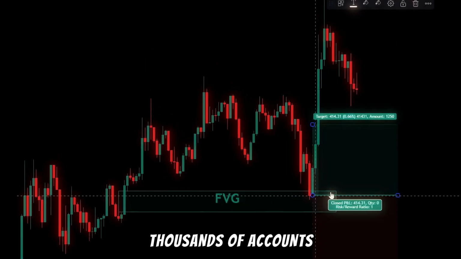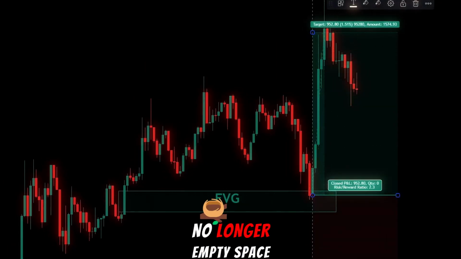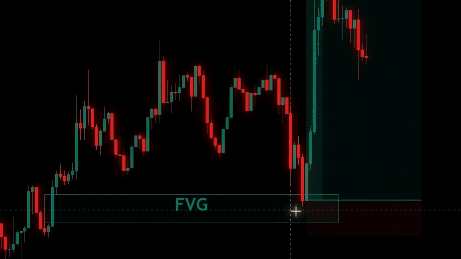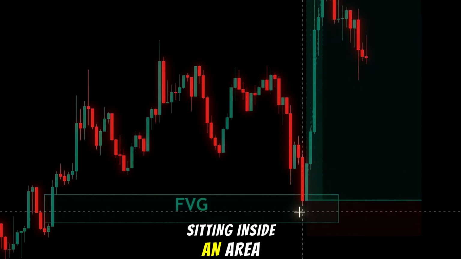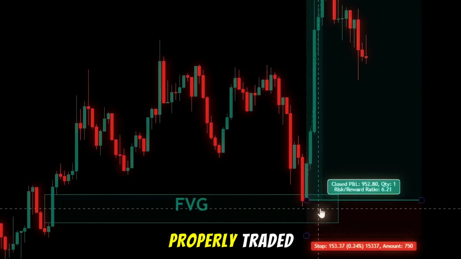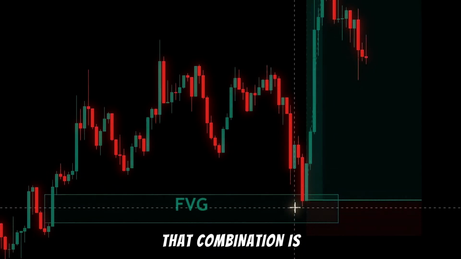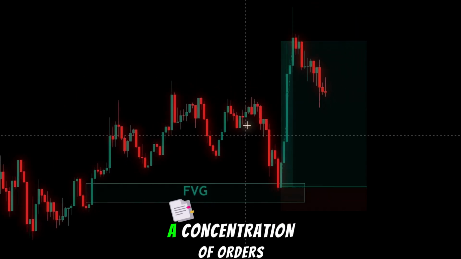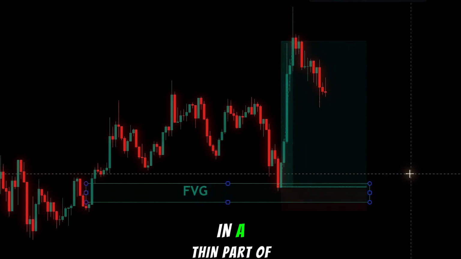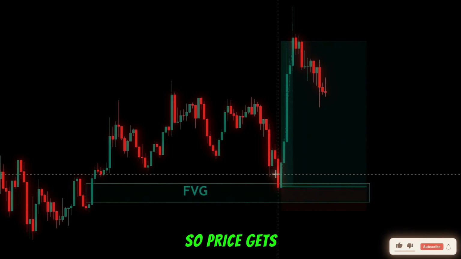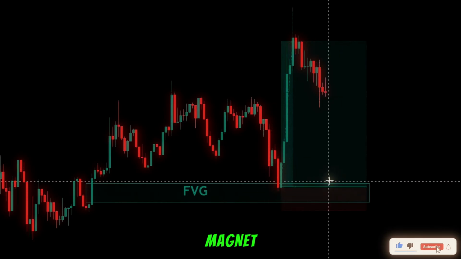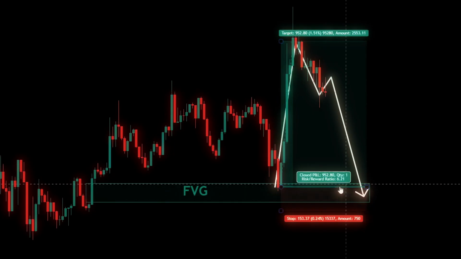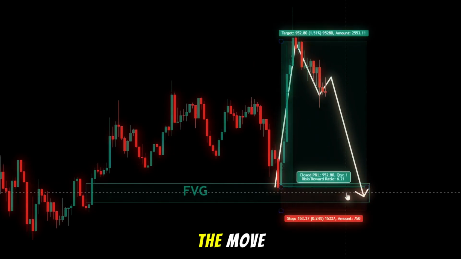Multiply that by thousands of accounts, and the gap is no longer empty space. It's a shelf of resting buy orders, a liquidity pool sitting inside an area where the market never properly traded. That combination is exactly what large participants need, a concentration of orders in a thin part of the book. So price gets pulled back into it like a magnet, fills those orders, and then continues with more force than before, because now there's real fuel behind the move.